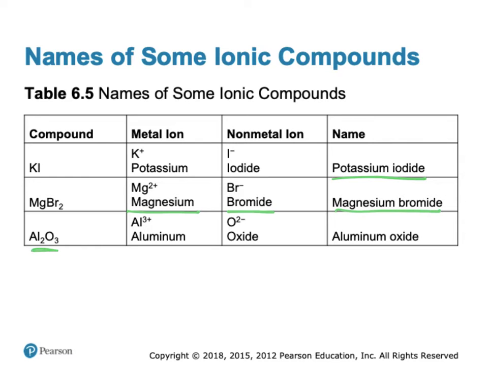Then we have aluminum and oxygen. Aluminum forms the aluminum cation, and oxygen forms an oxide anion. Aluminum oxide. Note with these second and third examples, we do not worry about the subscripts when we are naming. So we ignore the subscripts when naming binary compounds.